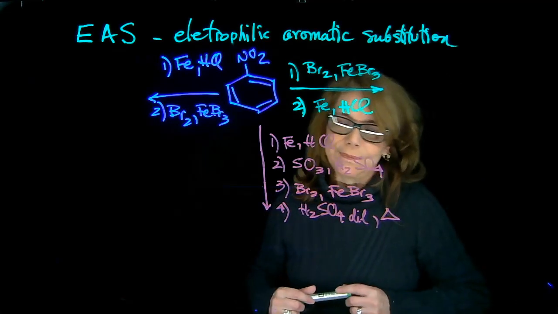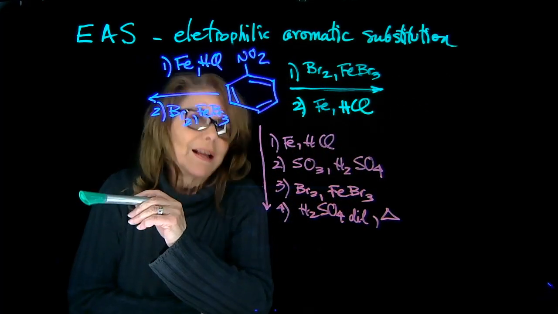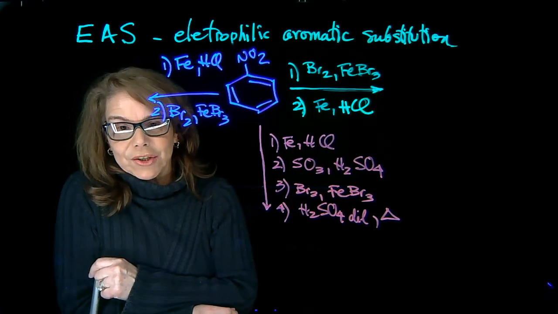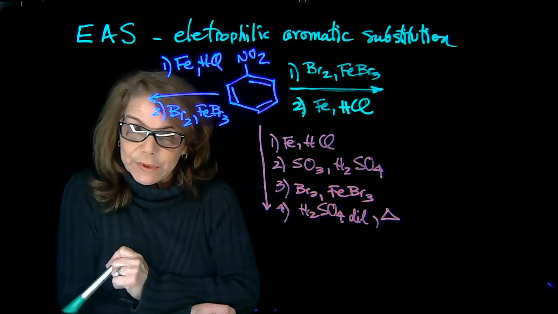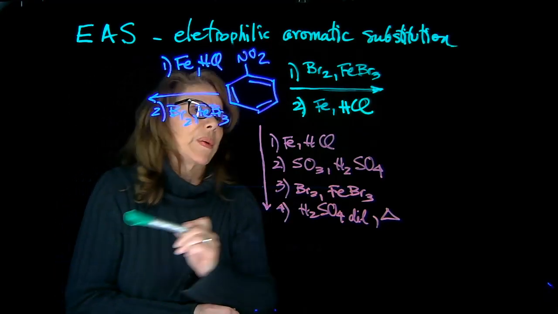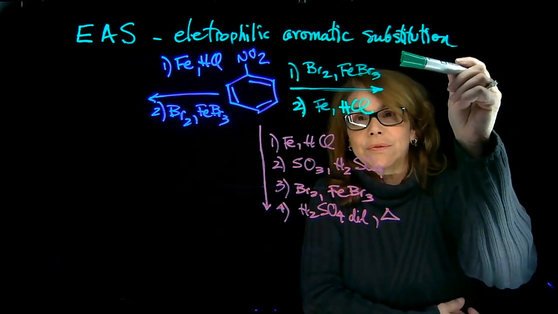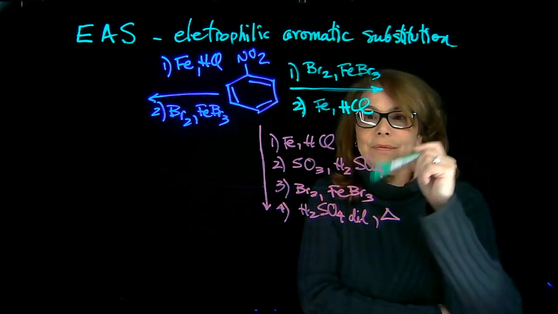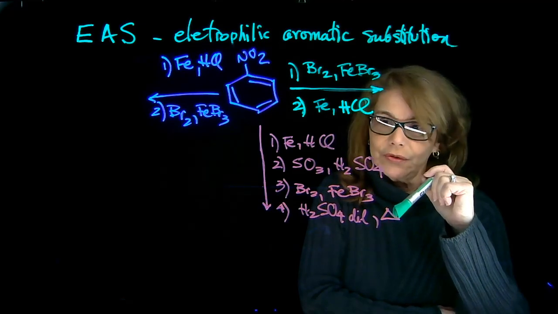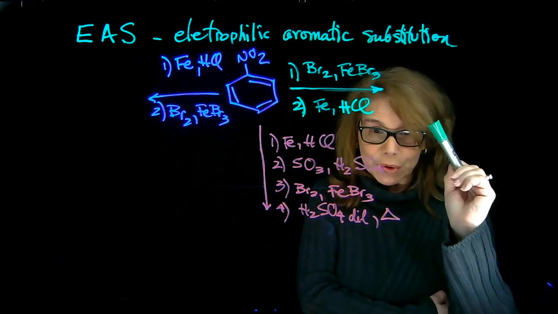If you see what is on this side, we're going to be doing a reduction of the nitro group, and then we're going to be doing a bromination to see what happens. Here, you're inverting those steps. You're doing a bromination first, and then you're doing the reduction of the nitro group. And here you have more steps.